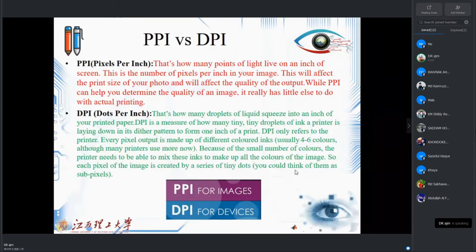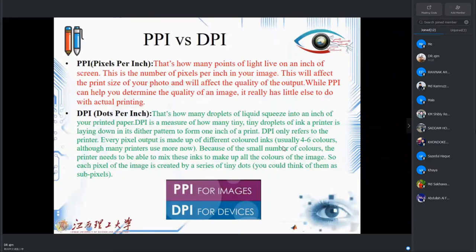Every pixel of output is made up of different colored inks. Usually we have 4 to 6 colors, although many printers use even more than this. Because of this small number of colors, the printers need to mix these inks to make up all the colors of the image. So each pixel of the image is created by a series of teeny dots, and you could think of them as subpixels, something like that.